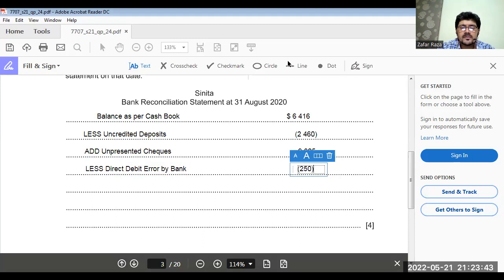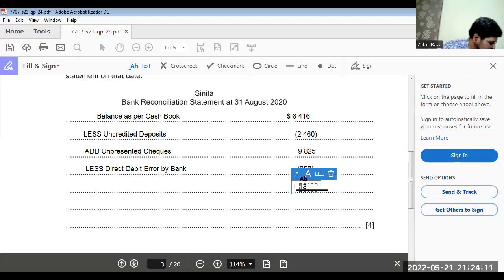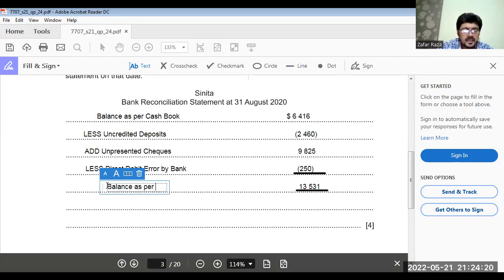Now here the total will be how much? 6,416 minus 2,460 plus 9,825 minus 250. 13,531 is the balance as per bank statement. 13,531, balance as per bank statement. Okay, 39. And we got 4 marks.